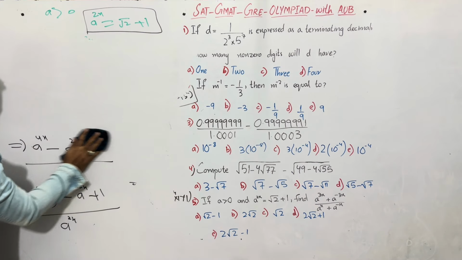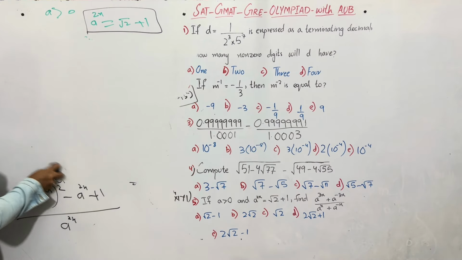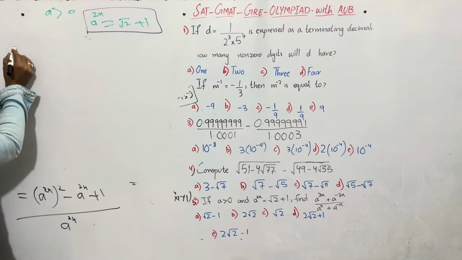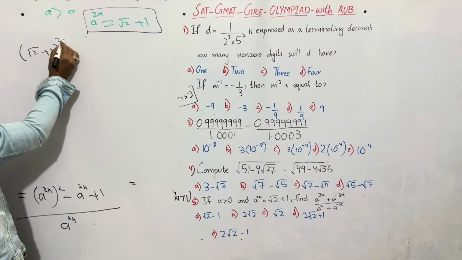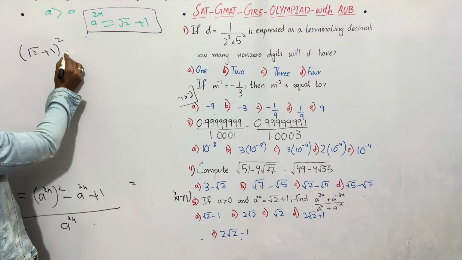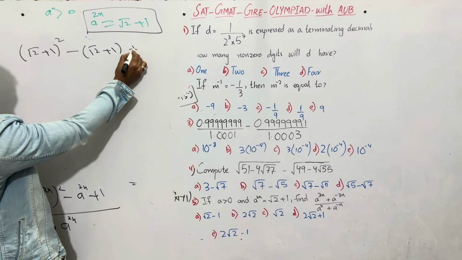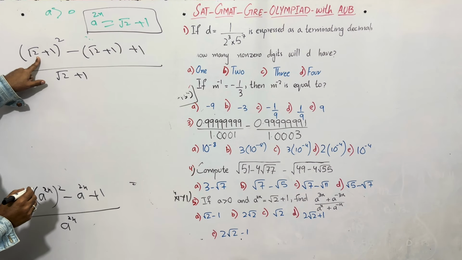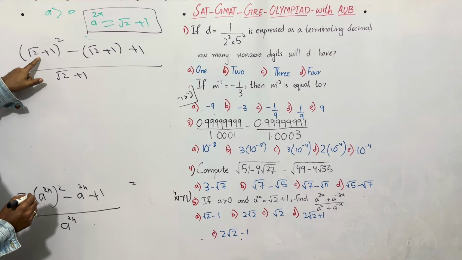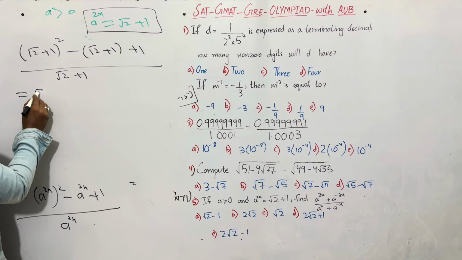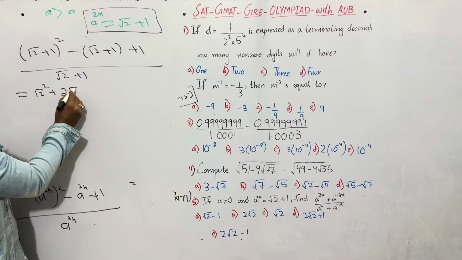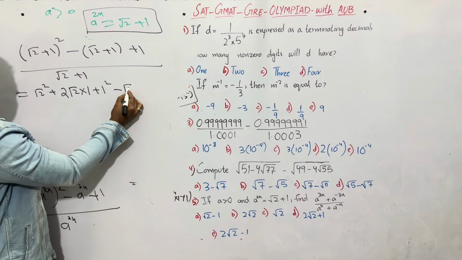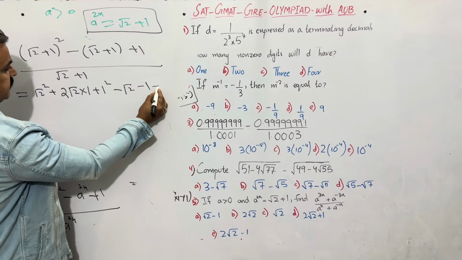Making again space for myself, I have, instead of a raised 2x, let me write under root 2 plus 1 whole square. Value is given to us, minus under root 2 plus 1, divided by under root 2 plus 1. Open up, apply the a plus b whole square perfect square formula. It's equal to under root 2 square plus 2 times square root of 2 times 1 plus square of 1. Multiply minus, minus under root 2 minus plus minus plus 1.